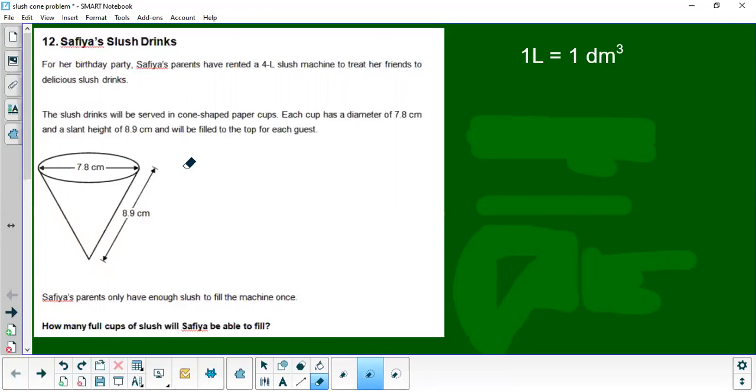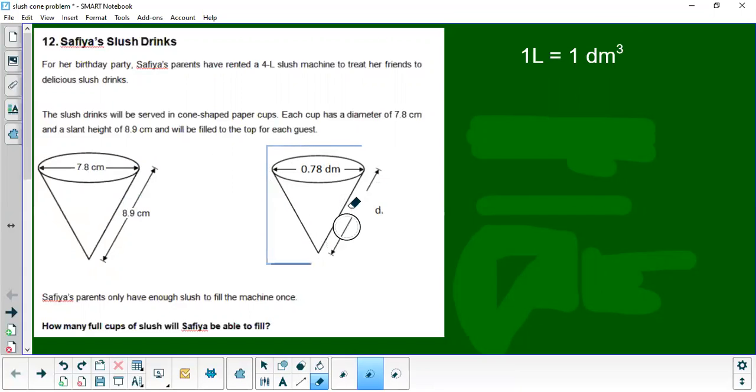So let's take these measurements and divide by 10, and we will get the units in decimeters. We get 0.78 for the diameter of the cone, and 0.89 for the slant height of the cone. Okay, great. Now let's find the volume.